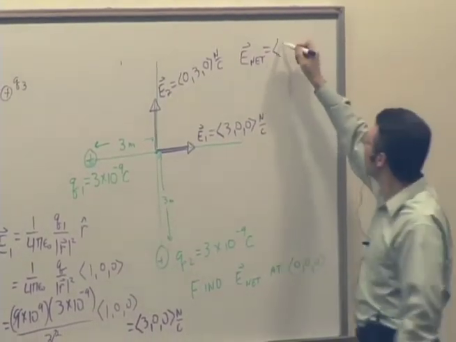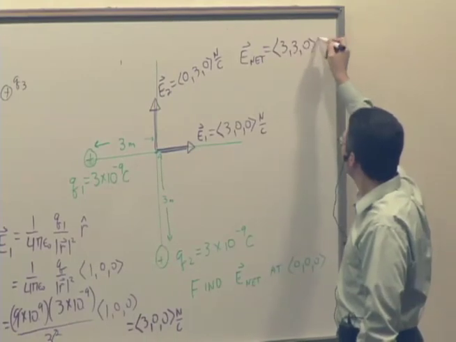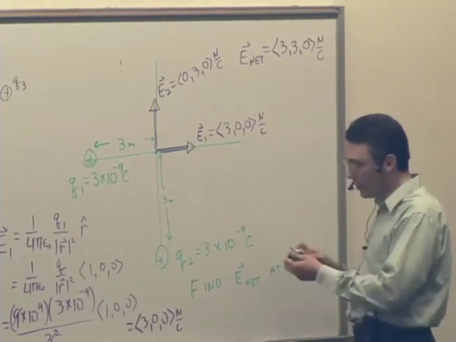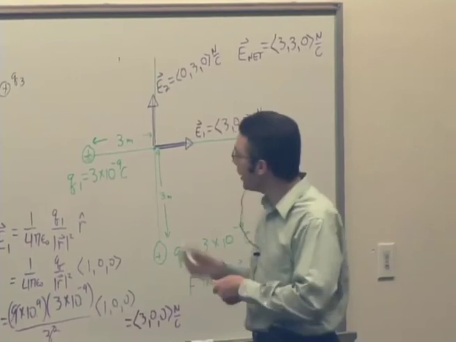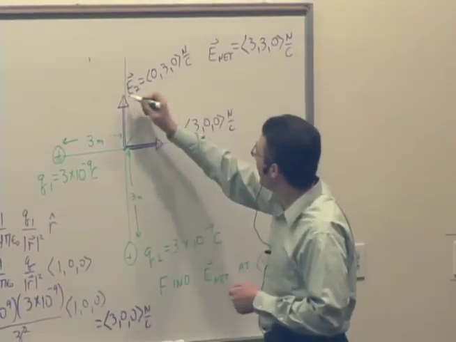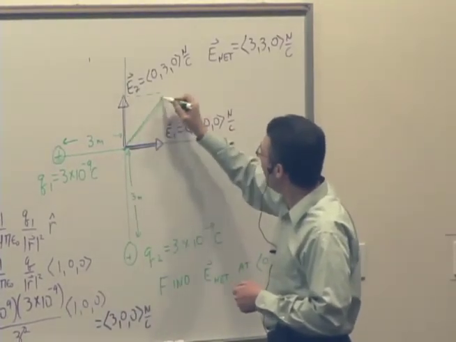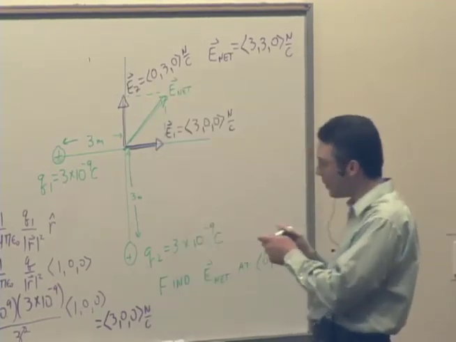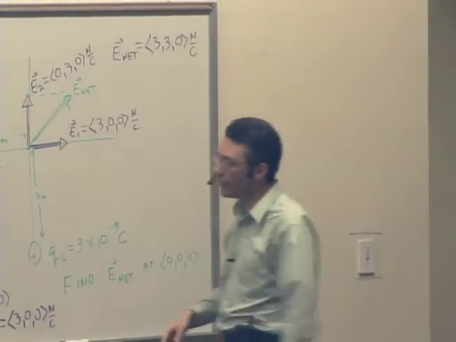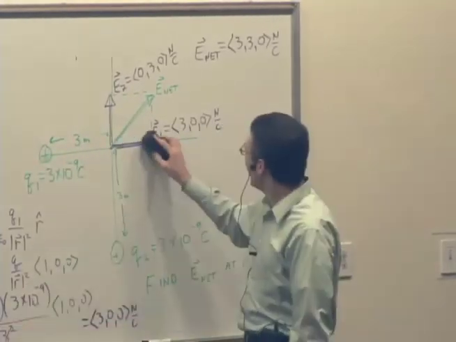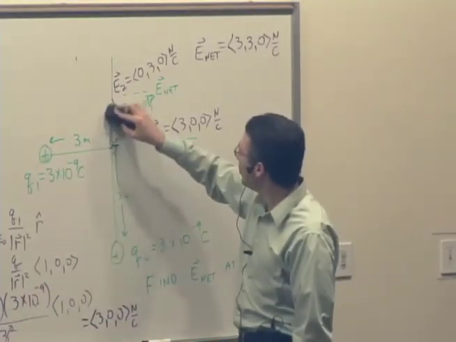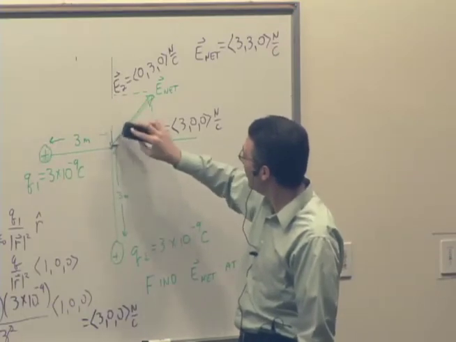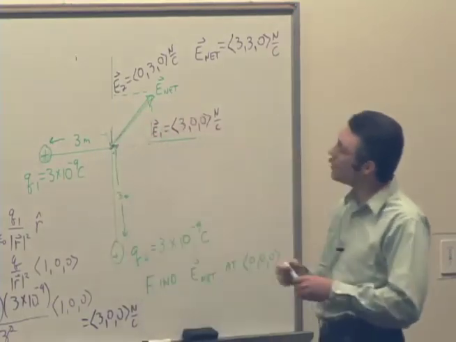300, 300, 0. Okay, so adding those two vectors together, I get a net electric field pointing that way, right? So that's the total electric field or the net electric field that I would measure at that location due to those two charges. And again, we can erase these just to show that there's only one single electric field that we're going to measure, and that is E net. Okay? Questions? Get the idea?